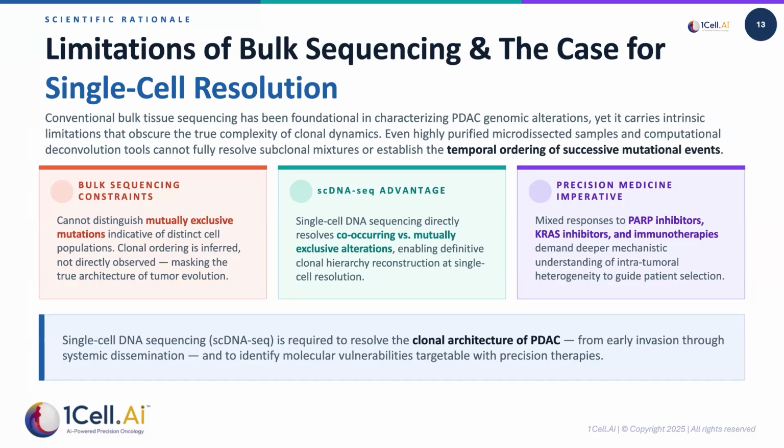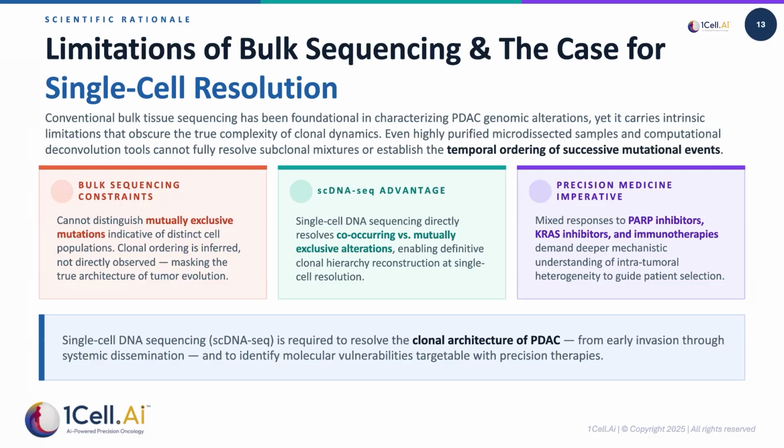There are a lot of limitations to bulk sequencing, and some of them are illustrated here. So we use bulk sequencing to understand cancer, but the problem is that it doesn't really show us what happens with time, what happens with successive mutational events, and it cannot distinguish what is happening in different clones of cells.